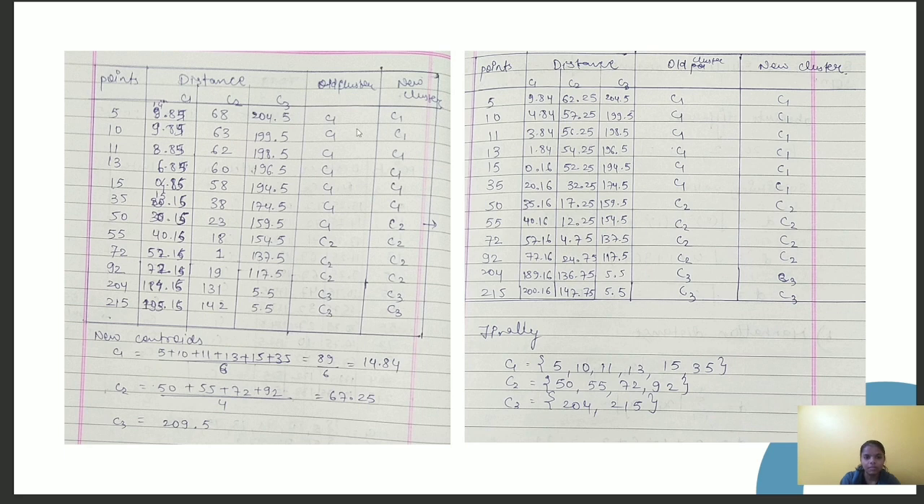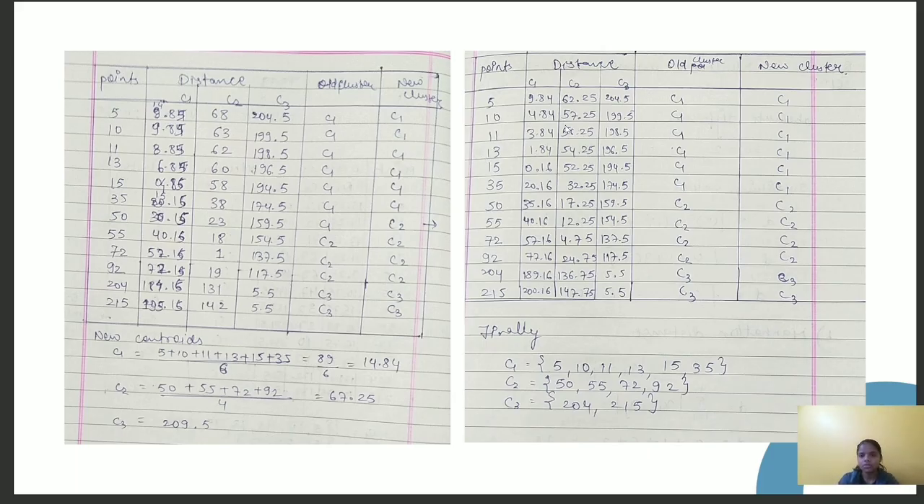When we match our old cluster and the new cluster, we still find that 50 was earlier in the first cluster, and now it is in the second cluster. Still not equivalent, so we will again perform the clustering. First of all, we will find the new centroids C1, C2, C3. After finding the new centroids, we will again calculate the distance with the help of these new centroids.